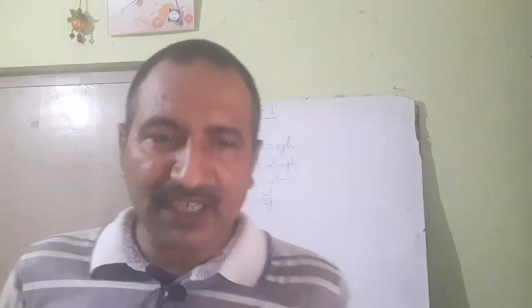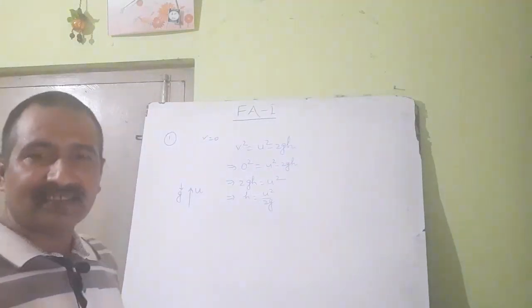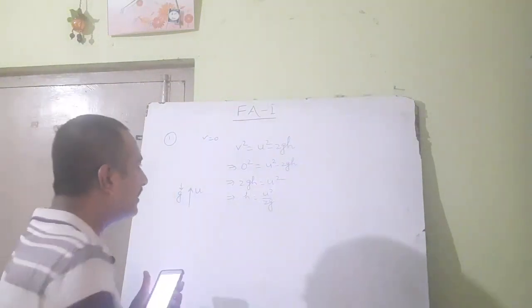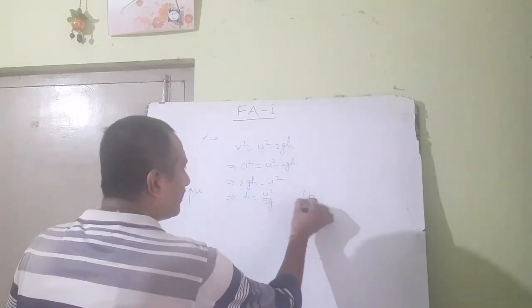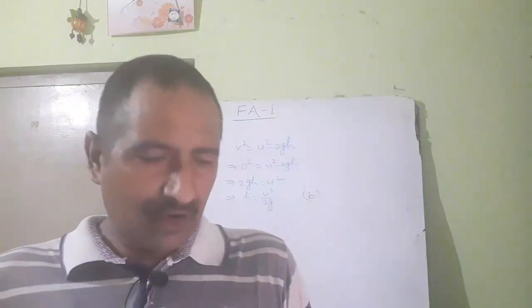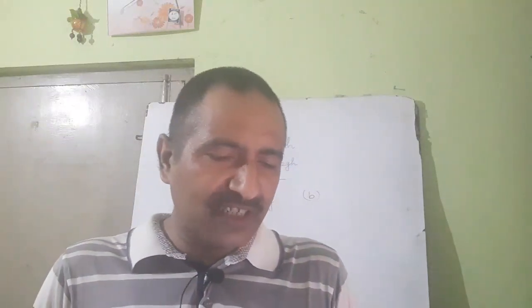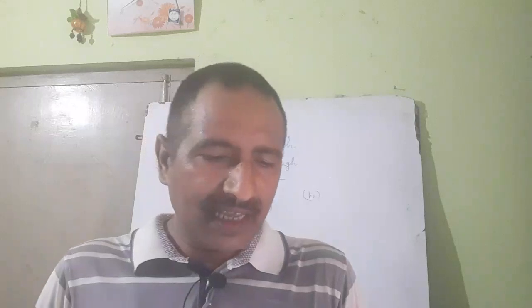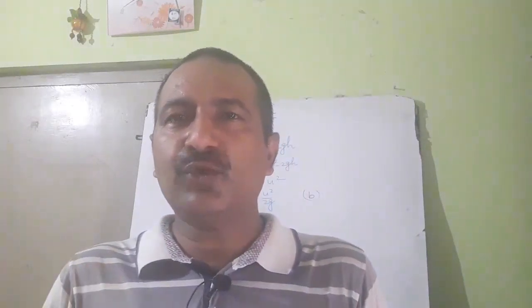Now you see the options. First option is u by g, so this is wrong. Second option is u square by 2g, so this is the correct answer, means its answer is B. Answer is B. This is the correct option of this question. Third option is u square by g, this is also wrong, and fourth option is u by 2g. So if you wrote option B as your answer, you get the marks. Hope you got the marks also.